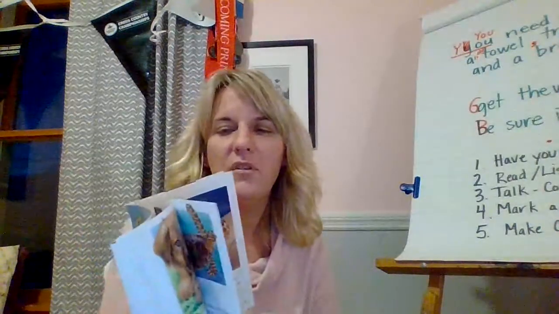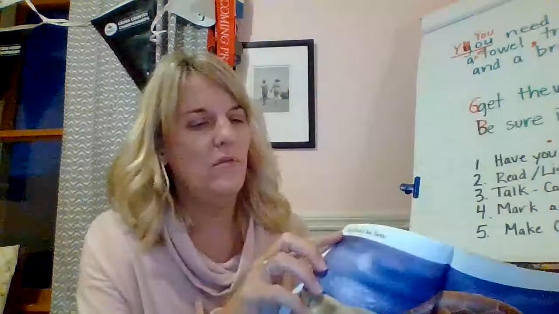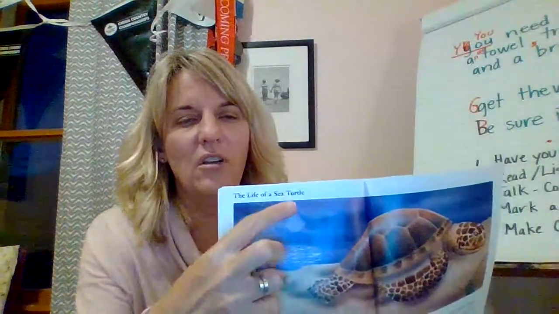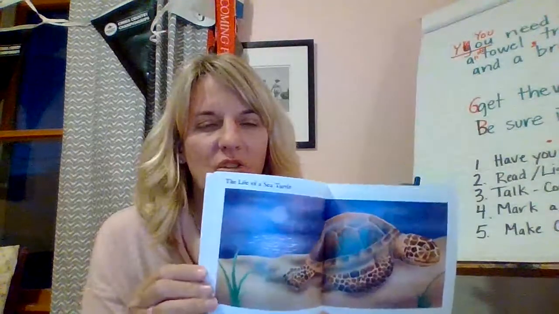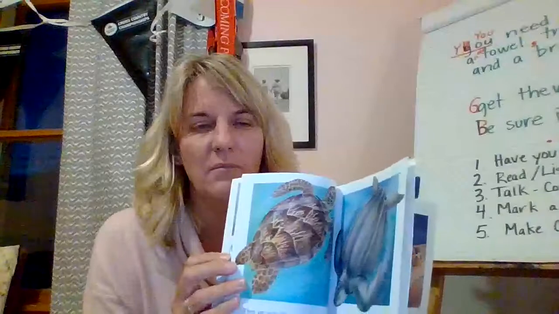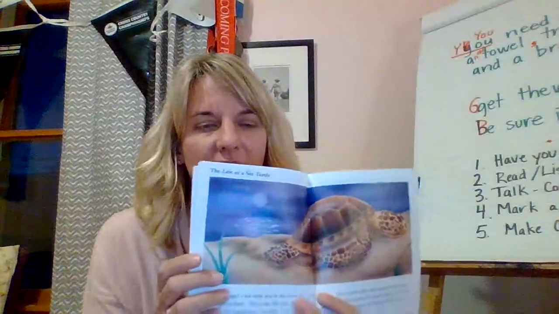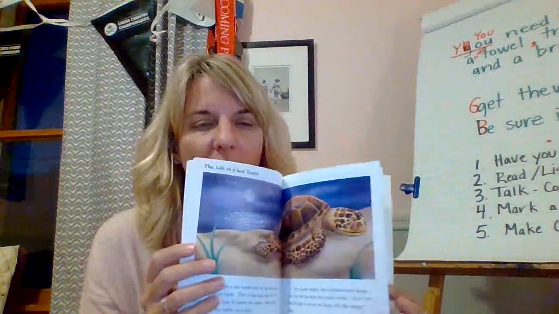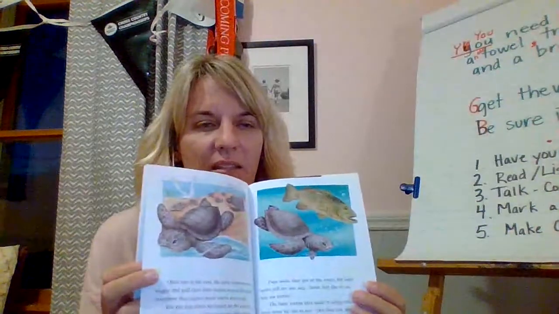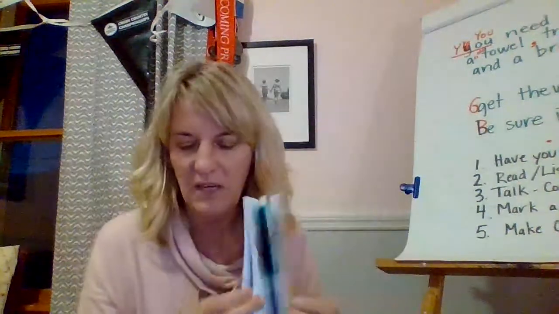Then the next part of the book is the life of a sea turtle. So it's almost like it has two sections in here. The first section tells you about what sea turtles are like, and the next part tells you about their life and how they grow up. So that's why it has the eggs there and then has them hatching and getting bigger.